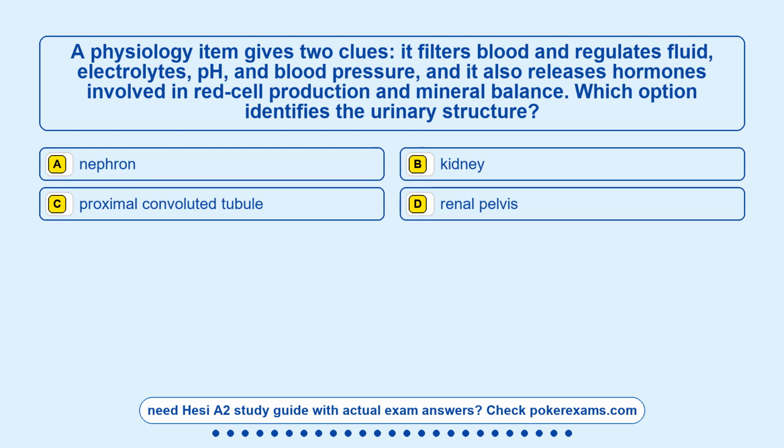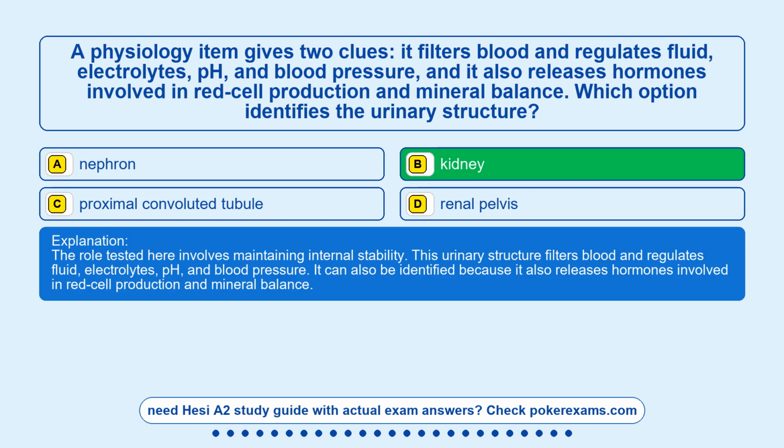Question 16. A physiology item gives two clues. It filters blood and regulates fluid, electrolytes, pH, and blood pressure, and it also releases hormones involved in red cell production and mineral balance. Which option identifies the urinary structure? Option A, nephron. Option B, kidney. Option C, proximal convoluted tubule. Option D, renal pelvis. The correct answer is option B, kidney.